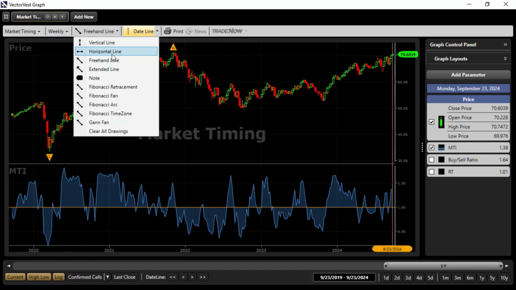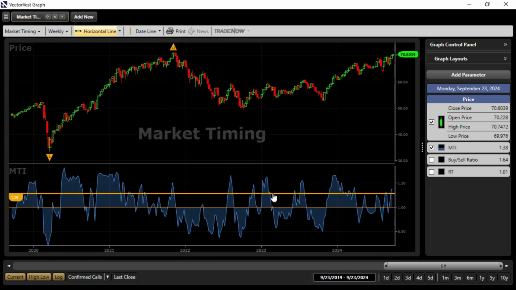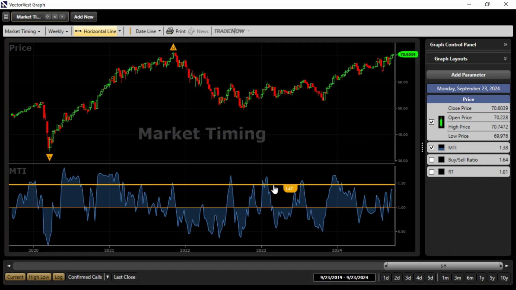For instance, if I take a horizontal line and lay it on the graph and try to catch most of the peaks, where the market peaked before it pulled back, market peaked before it pulled back, market peaked. If I strike that line right at about this 1.50 level, I'm capturing a large percentage of those peaks.